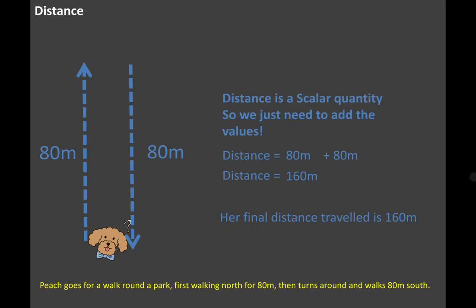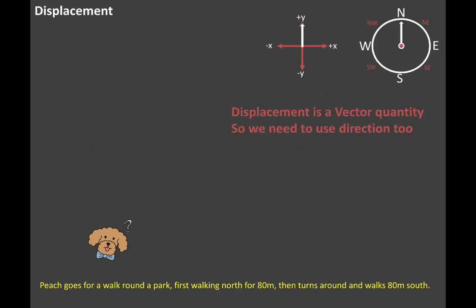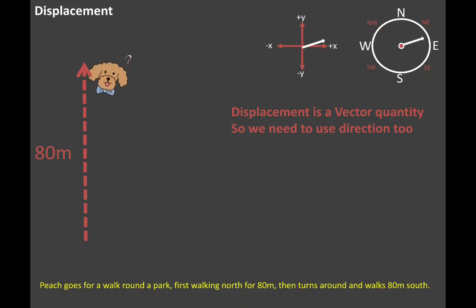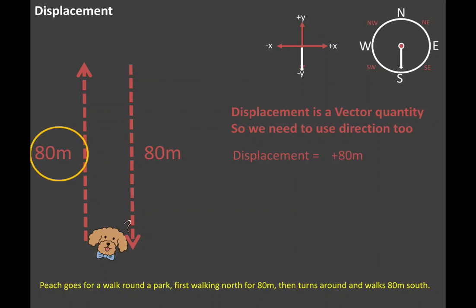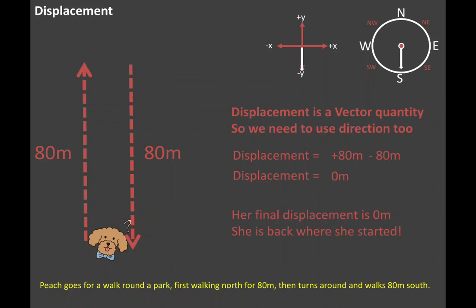If the total distance is 160, the displacement will be a different thing, right? We said displacement is a vector quantity, so we need to find the direction too. If he goes 80 meters to the north and then 80 meters back to the south, how much is covered? He came back to zero. So how much is the displacement? It's 0 meters. How far is he away from the starting point? 0 meters. His final displacement is 0 meters. He's back where he started.